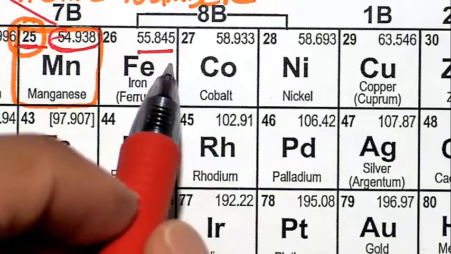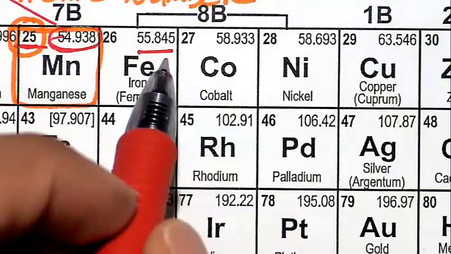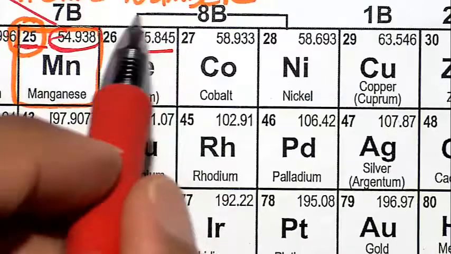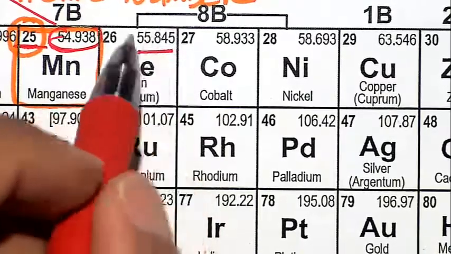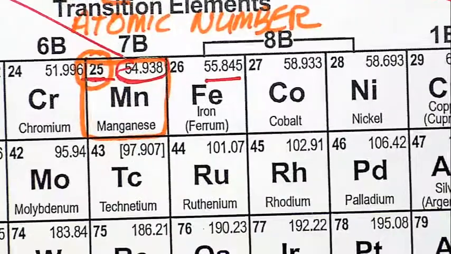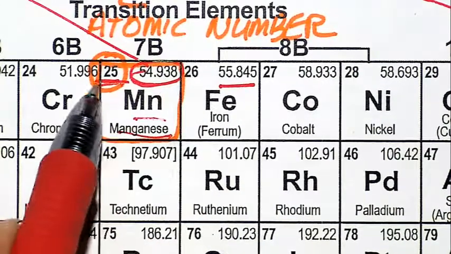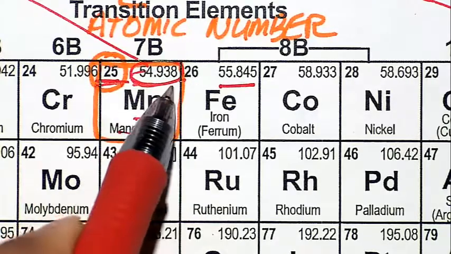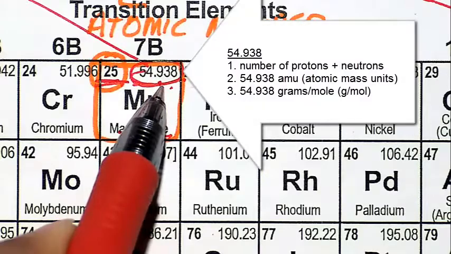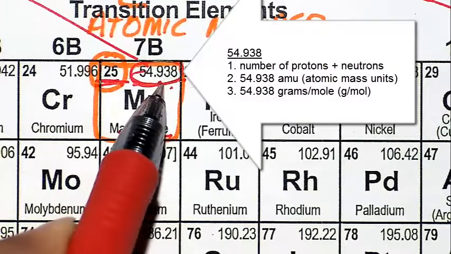We have isotopes. Those isotopes, no matter how small they exist in nature, contribute towards this average atomic mass, or the average mass number, or the average molecular weight in grams per mole. All right, so here is your element. Here's the element name, the atomic number, the three definitions of this number, the molecular weight in grams per mole, the atomic mass unit, and the mass number, the number of protons plus the number of neutrons.